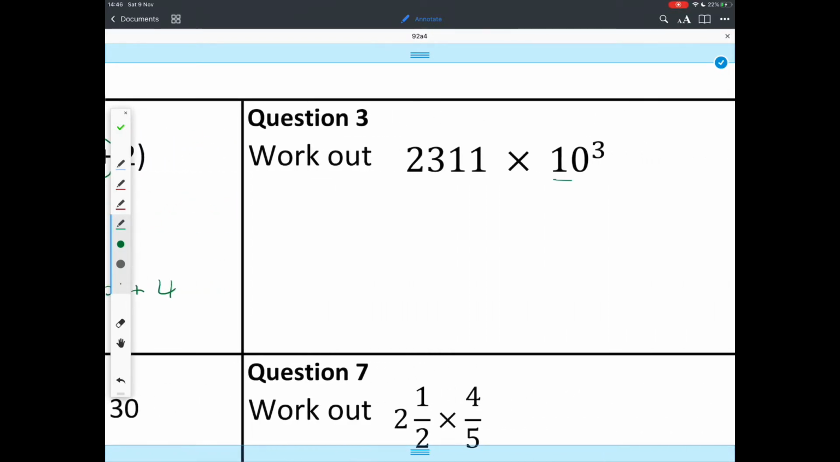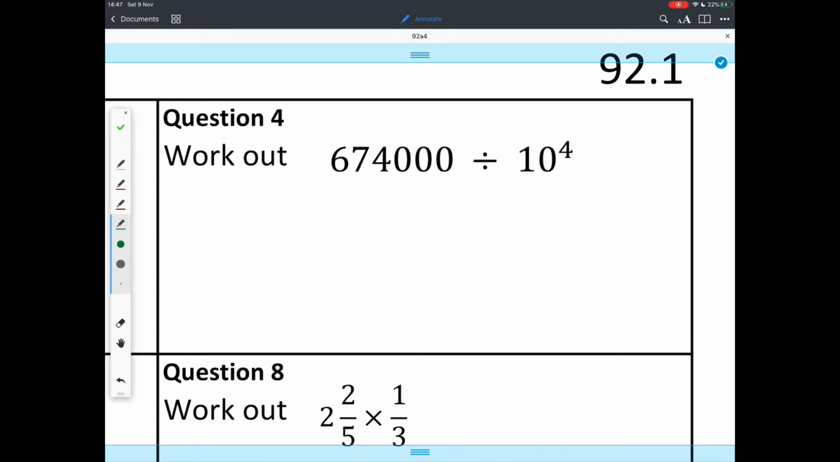Question 3. As long as you recognise that 10 to the power 3 is the same as 1,000, then this question becomes quite simple, okay? It will be 2, 3, 1, 1, and then the 3 zeros, which when reading that will be 2,311,000.